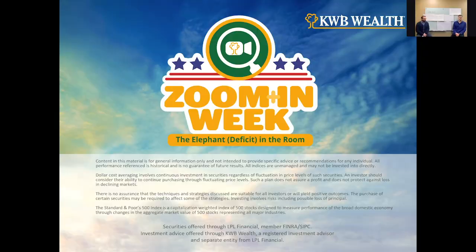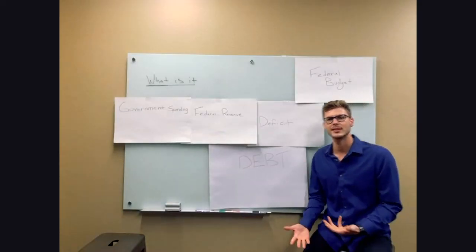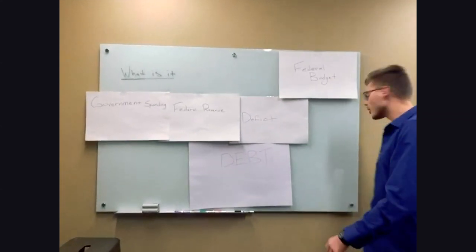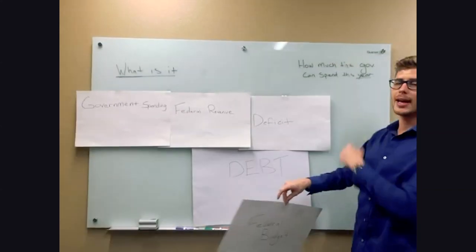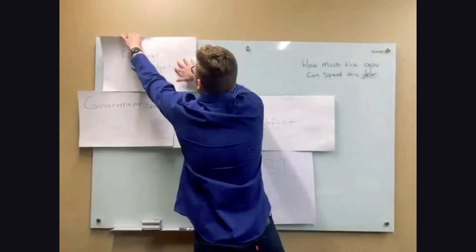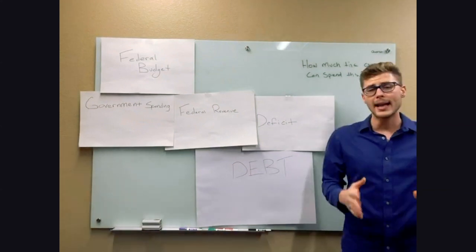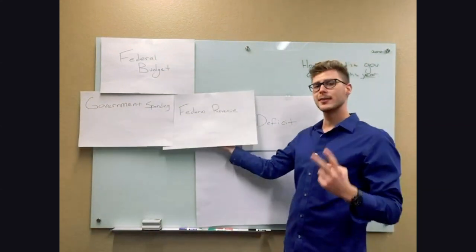All right, so we're going to dive right in and talk about the deficit, the debt, and what's the difference. But first, we need to understand what the federal budget is. Simply put, the federal budget is how much the United States government can spend in any given year. It's an annual number, and it consists of two things.